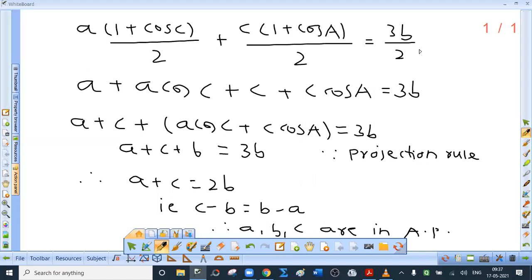Sum number 18, this is an interesting sum. In triangle ABC, if a cos square C by 2 plus c cos square A by 2 is 3b by 2, then prove that a, b, c are in arithmetic progression.